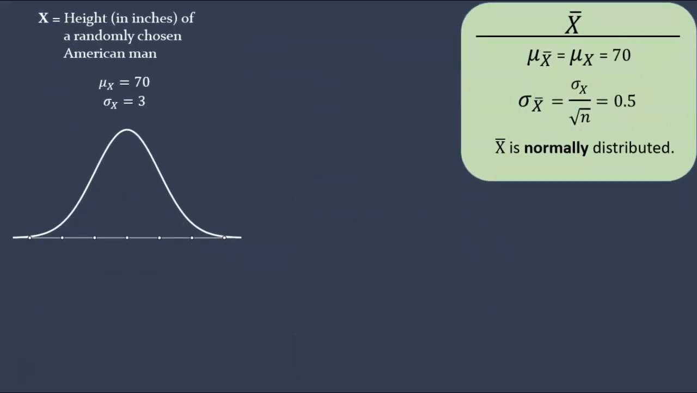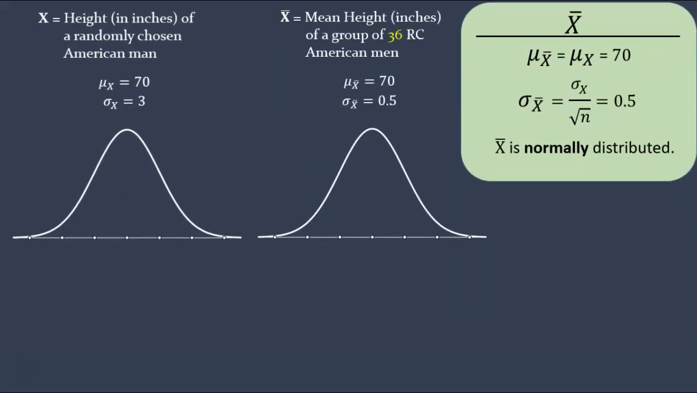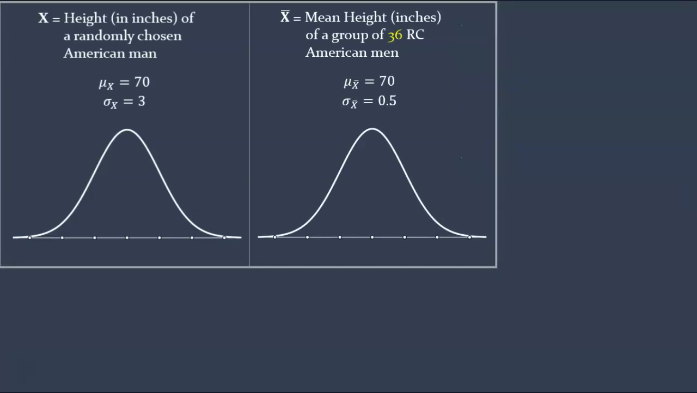Since we now know that Xbar is normal, let's draw a picture to remind us that we have two different normal random variables here, x and Xbar. X, the height of a randomly chosen man, is centered at 70 with a standard deviation of 3 inches, while Xbar, the mean height of 36 randomly chosen men, is also centered at 70, but with a standard deviation of only half an inch. Let's answer some specific questions about these distributions.